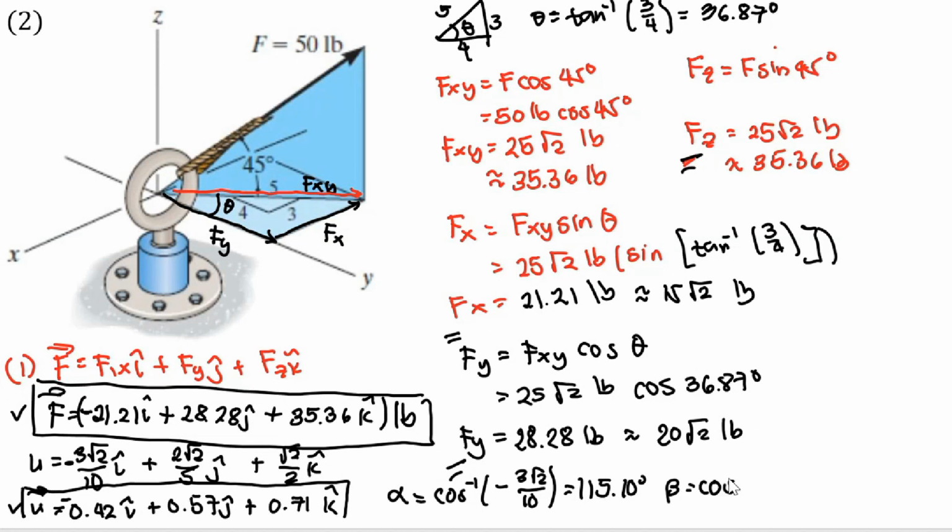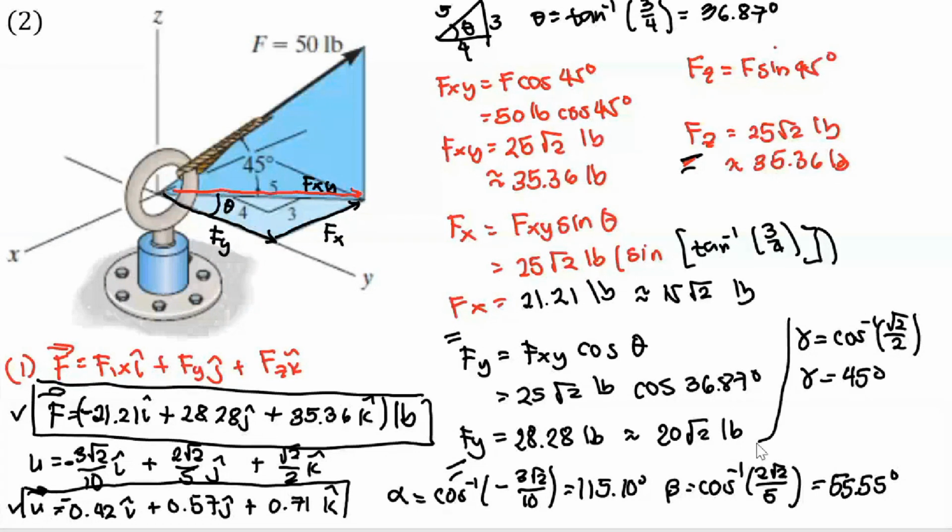How about for beta? That will be cosine inverse of 2 square root of 2 over 5. So, what is beta? 55.55. Here, we already rounded off. And now gamma. Gamma is cosine inverse of square root of 2 over 2. So, what will be the gamma? 45. So, these are the Cartesian vector, the unit vector, and the directional angles.